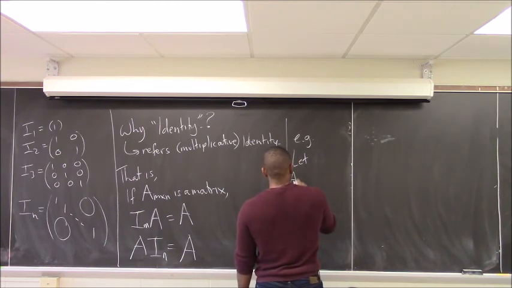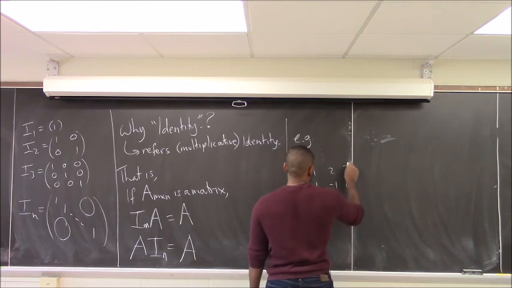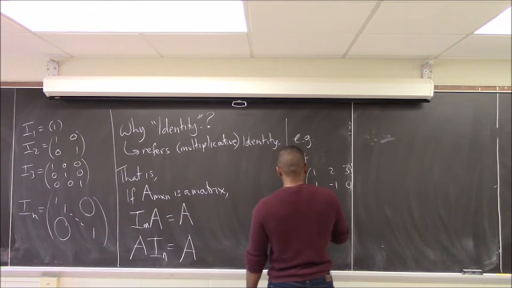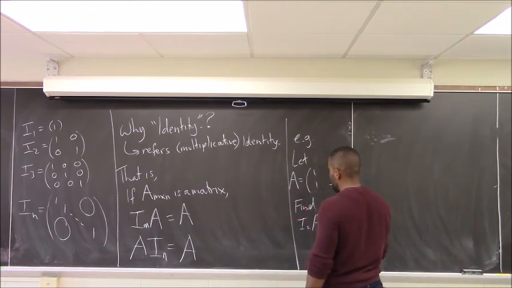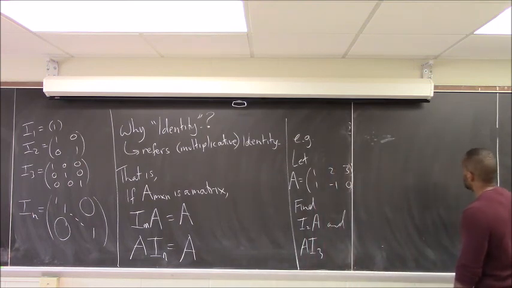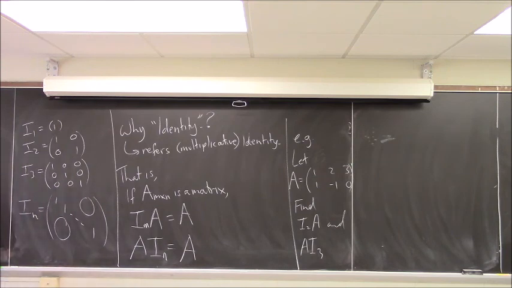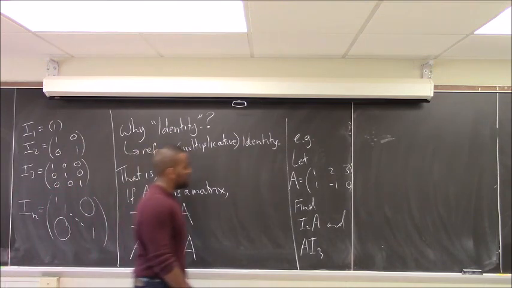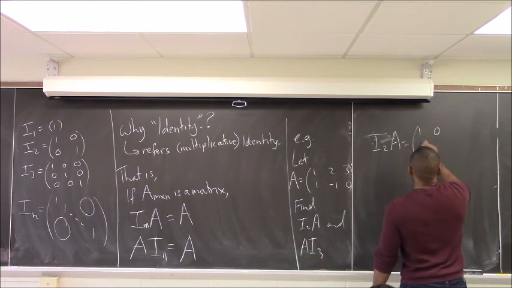So suppose I have A is the matrix 1, 2, 3, 1, minus 1, 0. And I wanted to find I2 times A and A times I3. We can run through the calculations for that very quickly. We're all experts at matrix multiplication at this point. Hopefully. So I2 times A is this.